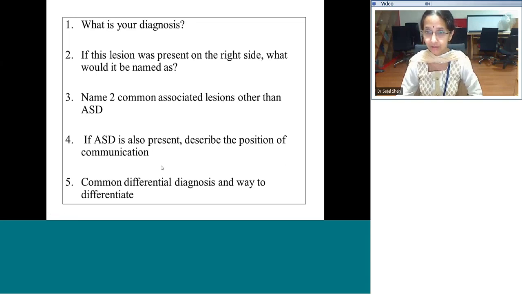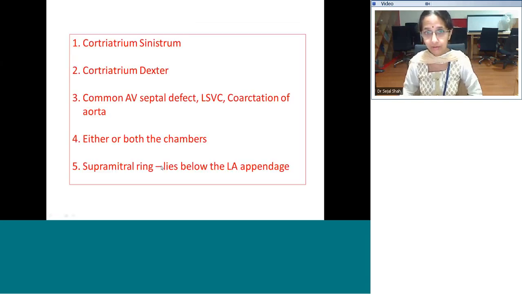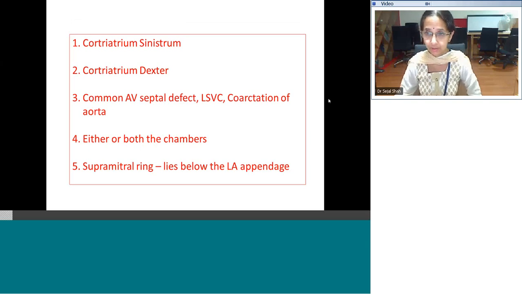So let's go through the answers. The diagnosis was cor triatriatum sinistrum, but I agree that supramitral membrane also could have been a possibility because I did not show you the LA appendage. The cor triatriatum dexter is the one which is present on the right side. The common associations with cor triatriatum are basically left superior vena cava and atrioventricular septal defect. And ASD, yes, commonly it enters the lower chamber, but it can enter either of the two chambers.